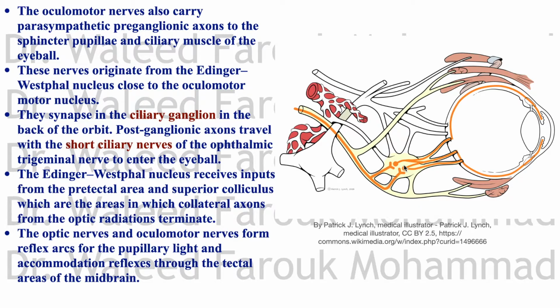Now, the Edinger-Westphal nucleus receives inputs from the pretectal area and superior colliculus, which are the areas in which collateral axons from the optic radiations terminate, and this is essential for completing a reflex arc between the optic nerve and the oculomotor nerves to control the pupillary light reflex and accommodation reflex.